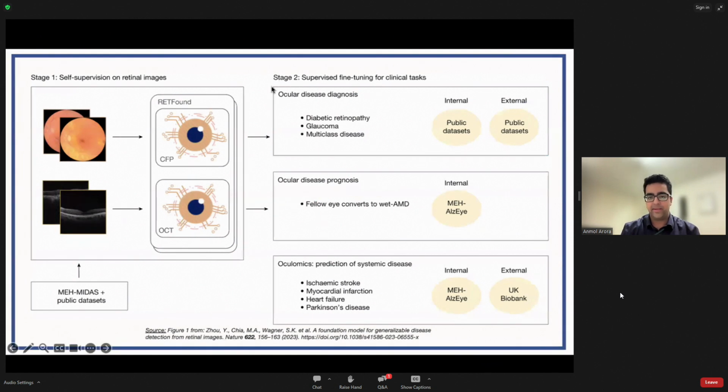And we're looking for three things. Of course, we want to be able to diagnose eye disease from eye photos, ocular disease diagnosis. That's the benchmark. We need to be able to do that for it to be used in ophthalmology. The next step, which is actually quite impressive, is looking at prognosis or progression of disease, trying to predict that from simple eye photos. And then the part that got the headlines was oculomics, trying to predict systemic disease from simple eye photos. Things like stroke, risk of heart attacks, or even Parkinson's disease.